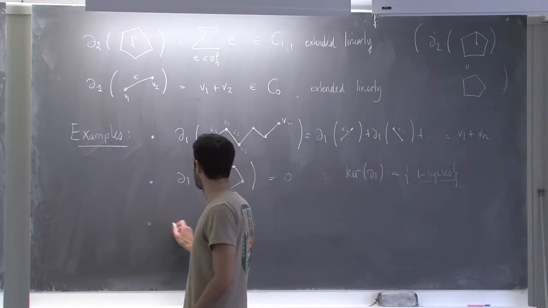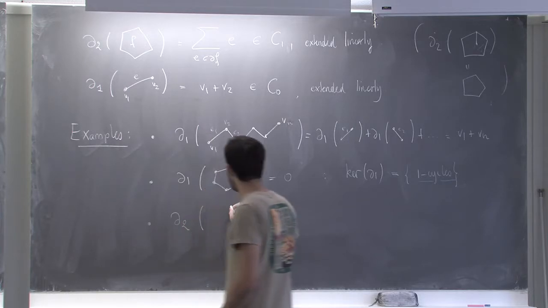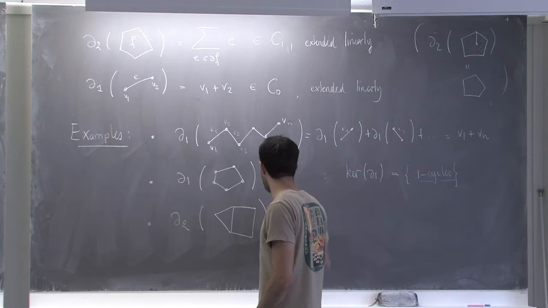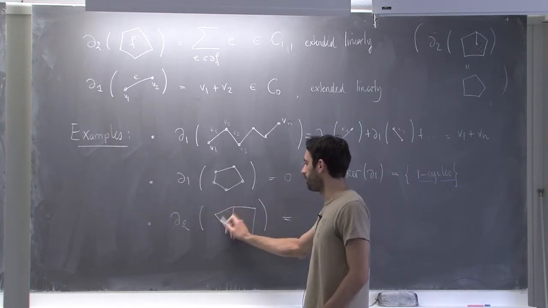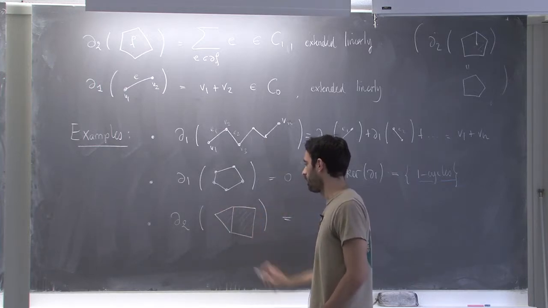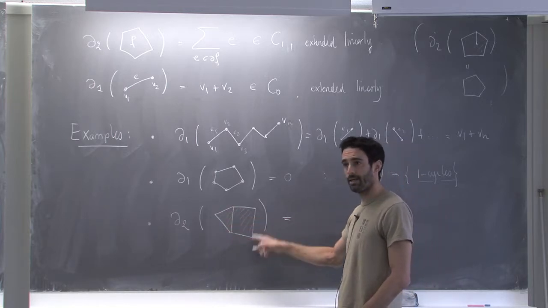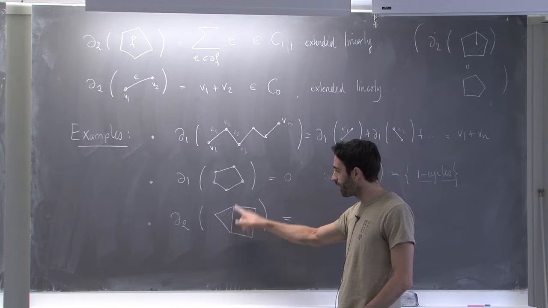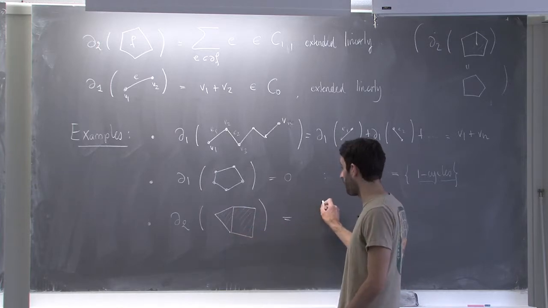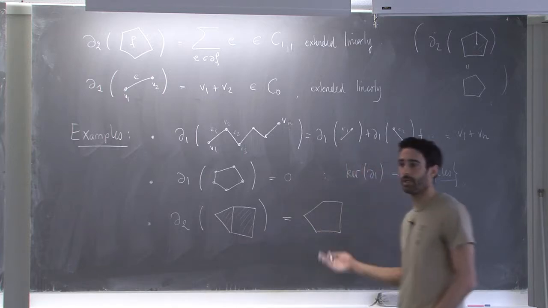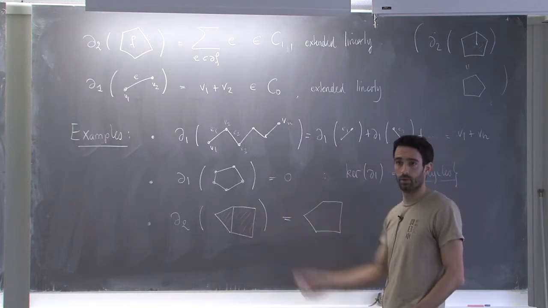Let's make another example. Delta 2 of this face plus this face. Now I guess you get the picture. We'll sum all the edges, but the edge that is here in the middle is going to be counted twice. So what we get here is something like that, which is indeed what you want to have as the boundary of this family of faces.